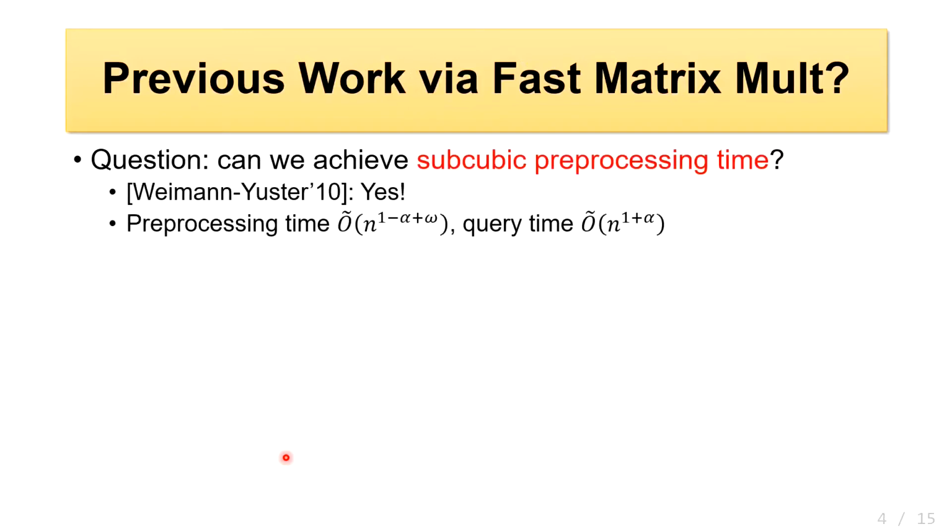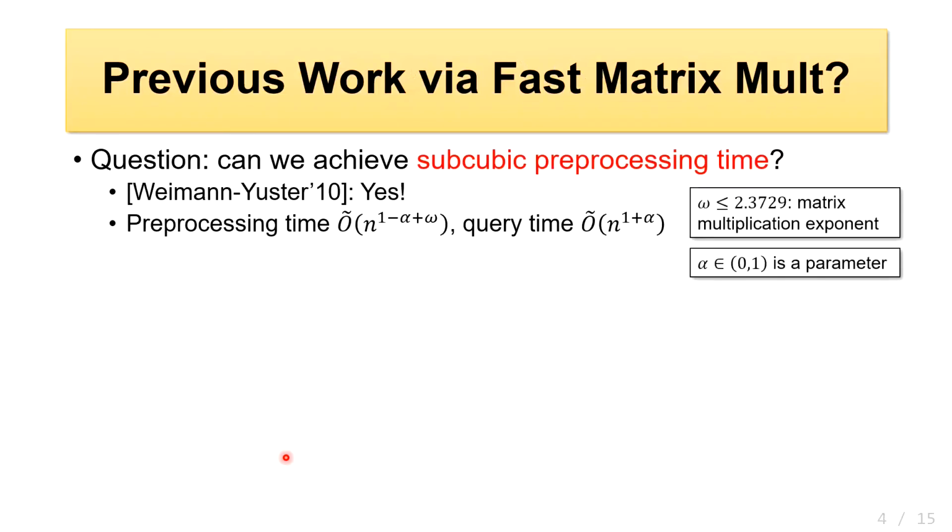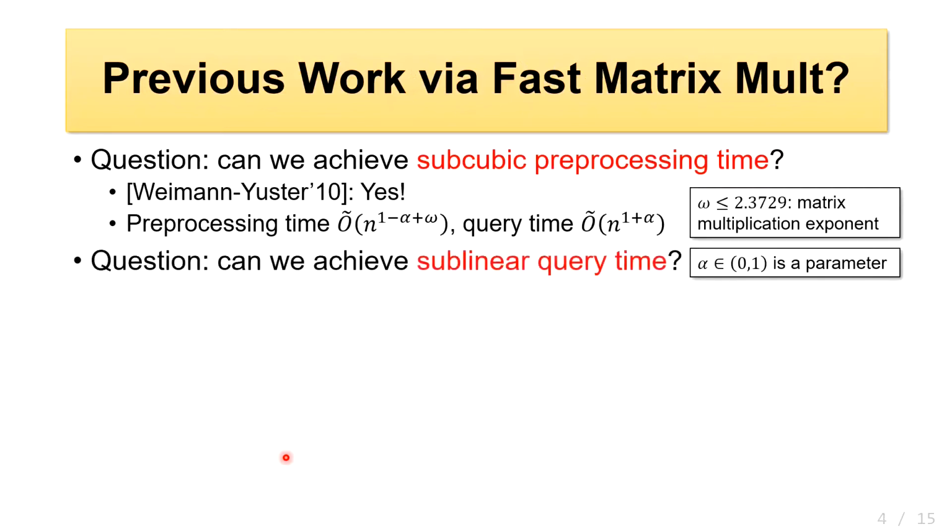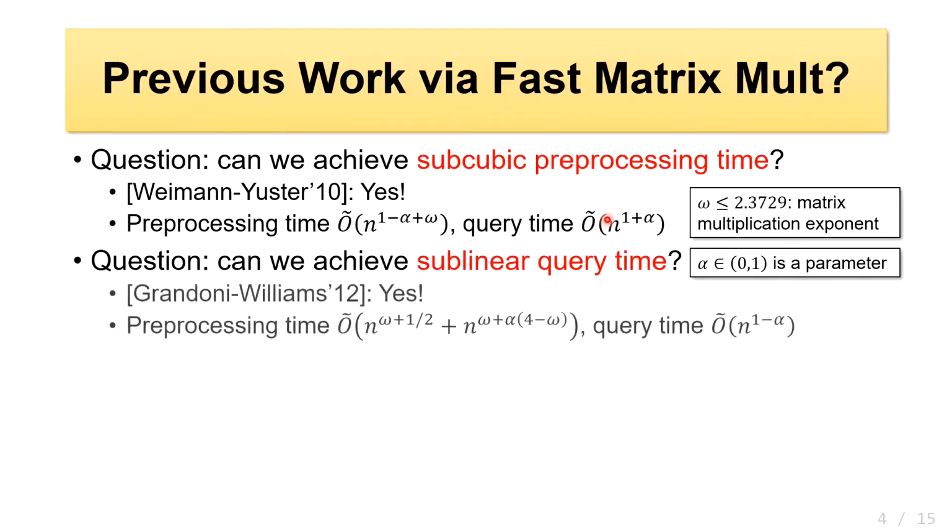This was studied by Weimann and Yuster, and they give a DSO with preprocessing time n to the 1 minus alpha plus omega and query time n to the 1 plus alpha. Here, omega is the matrix multiplication exponent, and alpha is some parameter that you choose. Notice that the query time here is n to the 1 plus alpha, which is superlinear. Can we achieve sublinear query time?